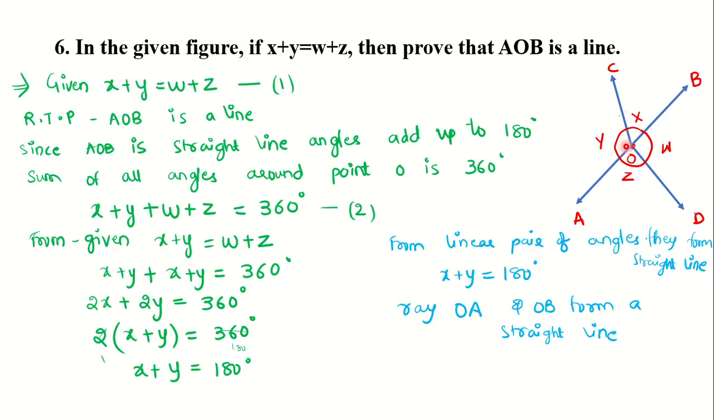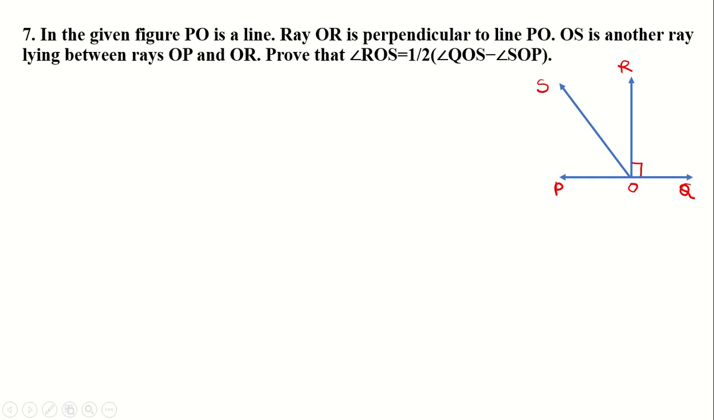So they follow a property called linear pair of angles, and when they are added up together their sum is equal to 180 degrees. You can see that ray OA and OB form a straight line, since we proved that AOB is a straight line. Hence proved. It is proved that AOB is a straight line. Right. So this was your question 6.